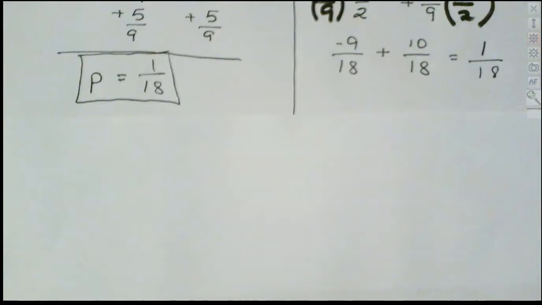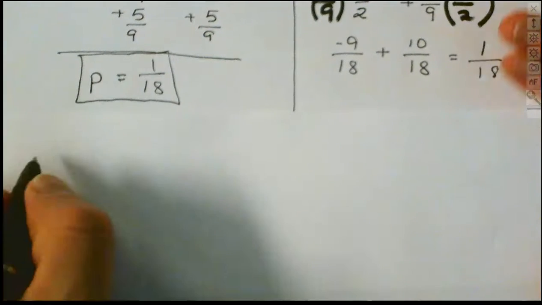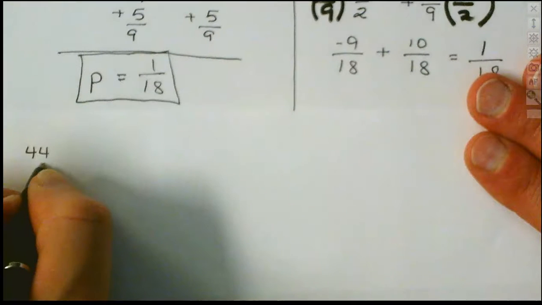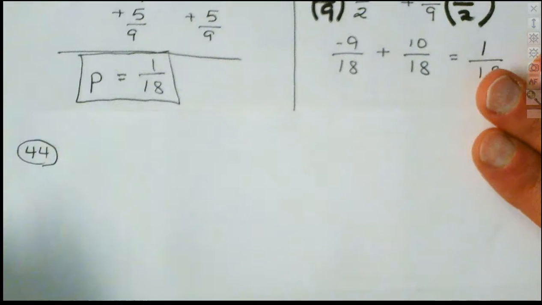Now we're going to look at one where we've got to move everything around to different sides and combine some like terms. So let's look at one of these. We've got to move variables and numbers all around. Okay. How about question 44? So let's look now at question 44.